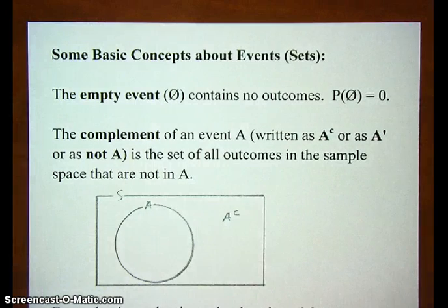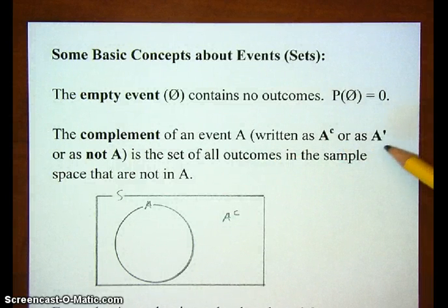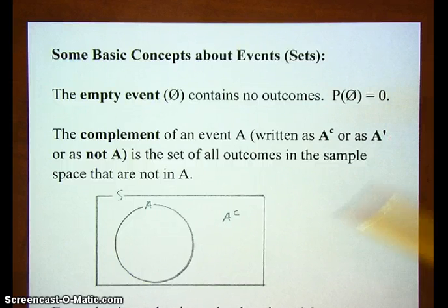Now, the complement of an event is written as, if the event is event A, the complement is written as A with a superscript of C, or A with a little apostrophe or prime next to it, or as not A. Those are 3 different ways to write the complement of an event. This is the set of all outcomes in the sample space that are not in that event.